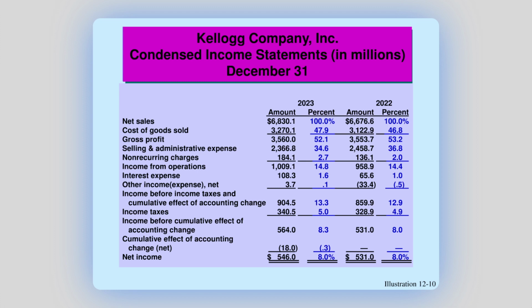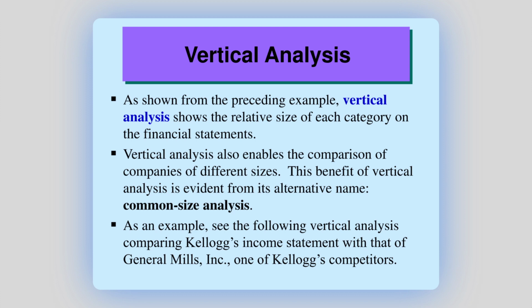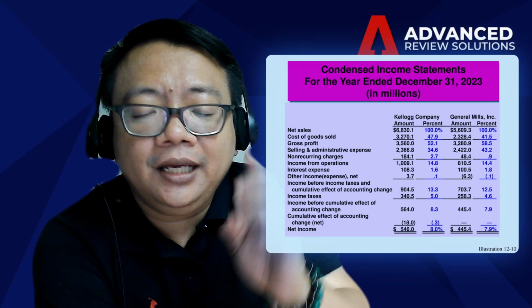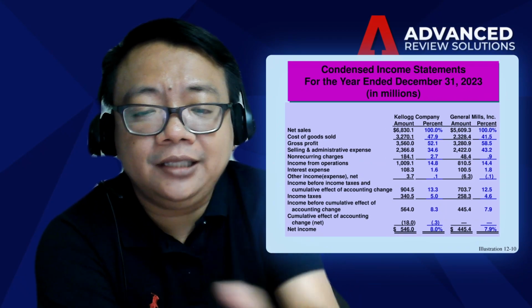Okay. That's why class, as part also of the vertical, it is also known as common size. Alright, so vertical analysis also enables the comparison of companies of different sizes. Okay, and the benefit of vertical analysis is evident from the alternative name, common size analysis. So, what if you have comparative analysis for your competitor? Sabi ko nga kanina, very important is you should also include amount and also percentage. Hindi lang percentage. Tandaan nyo to class.